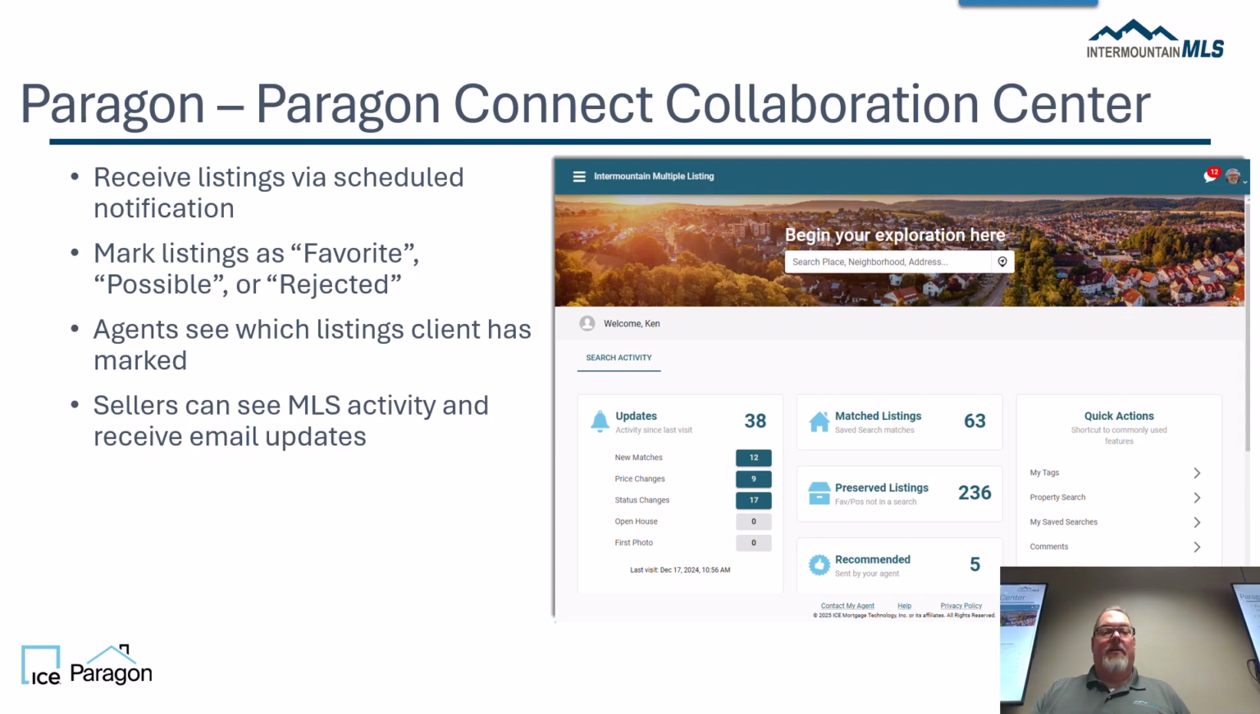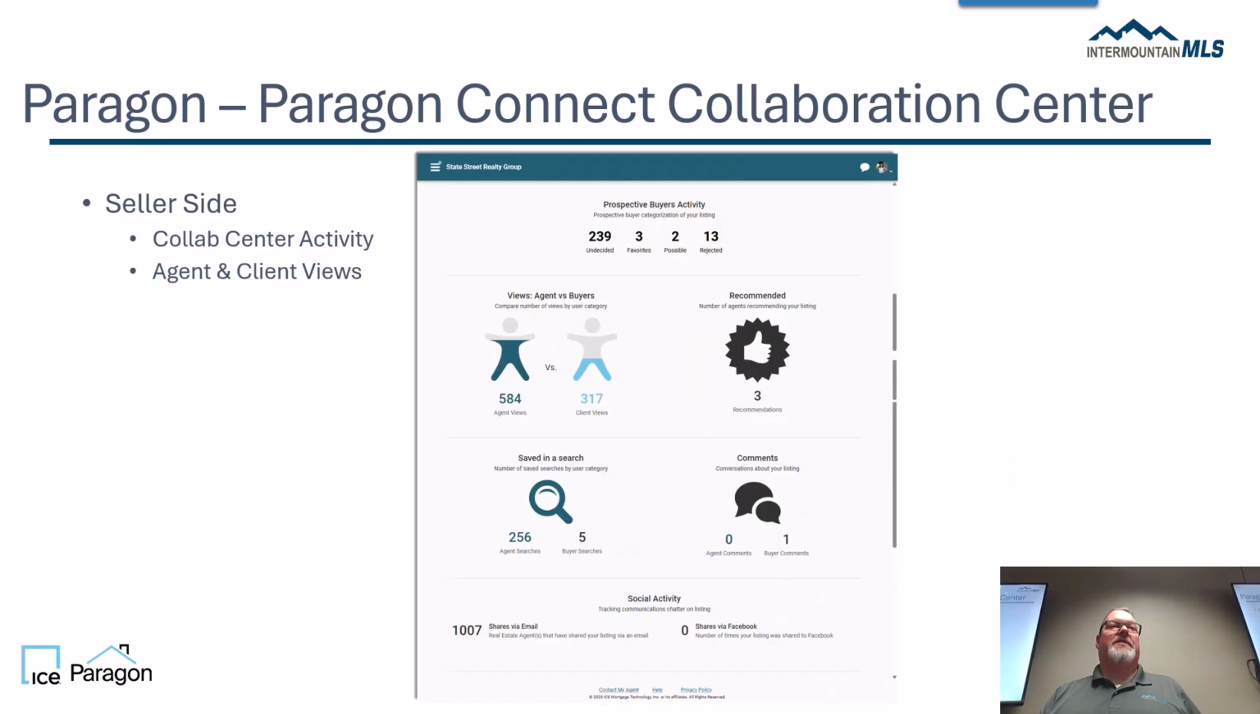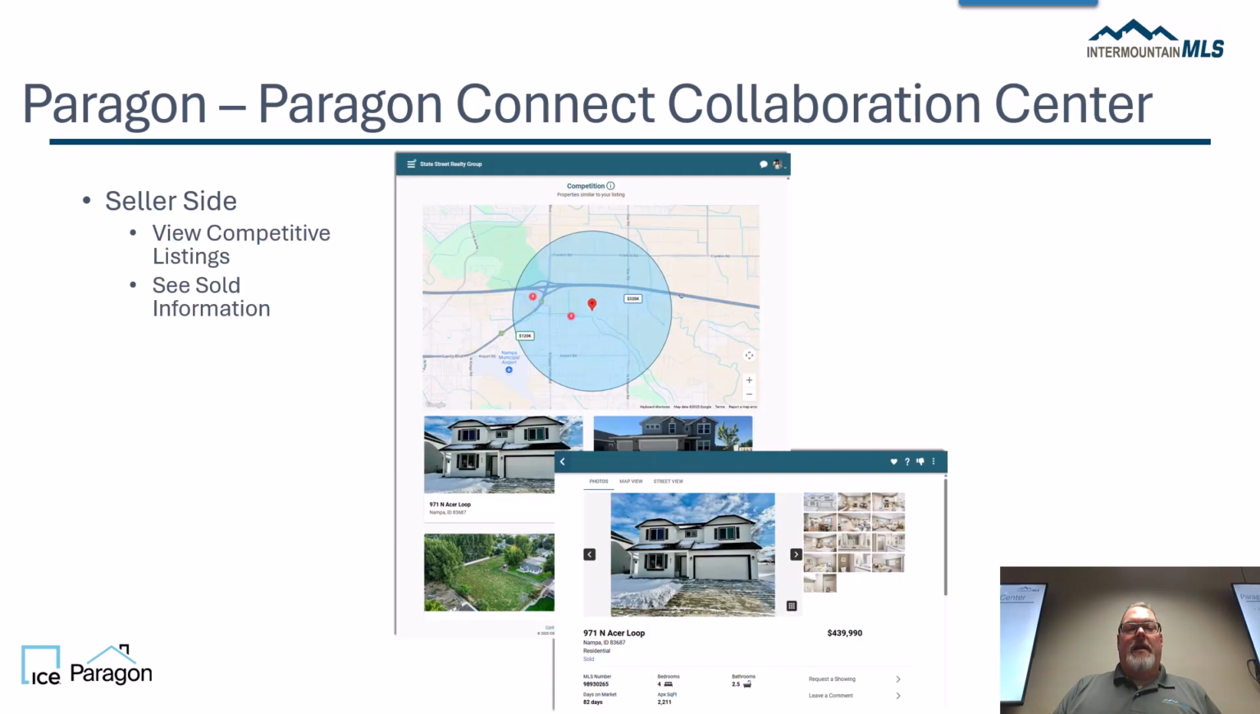You can add your seller, if you're a listing agent, in there on the Collab Center for sellers, and they're able to see what's going on with their listing. So for example, they can see how many agent and consumer reviews it's had over a certain amount of time, or how many times on the Collab Center it's been marked as favorite, possible, rejected, how many clients versus agents have viewed it, how many searches it matches, how many times it's been emailed. And they can also see competitive listings nearby.